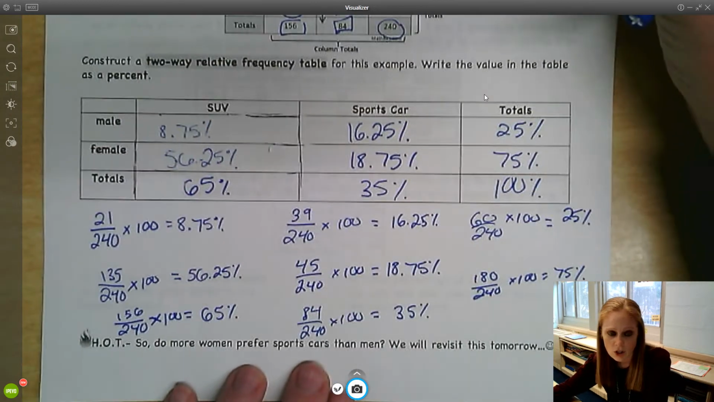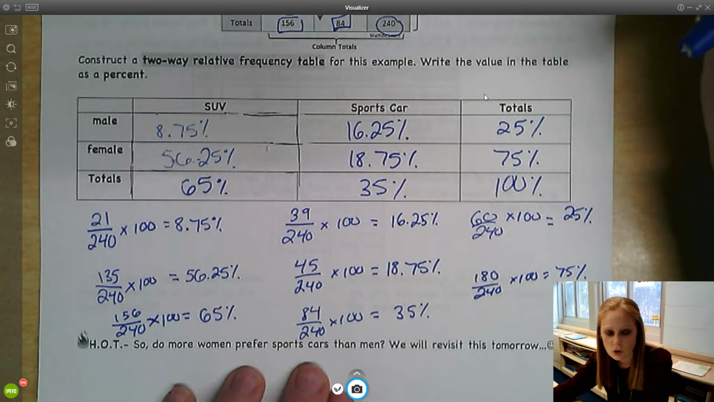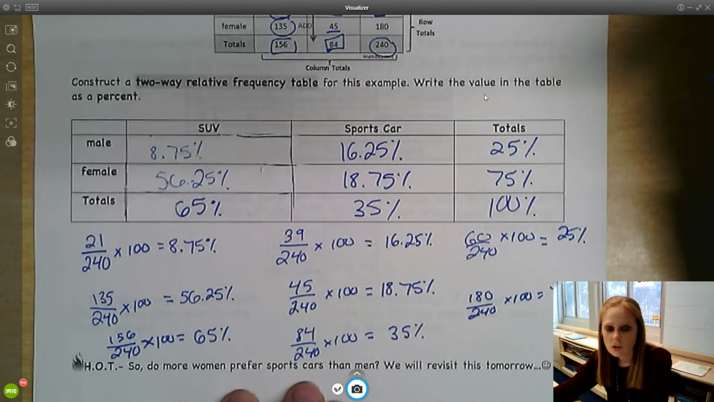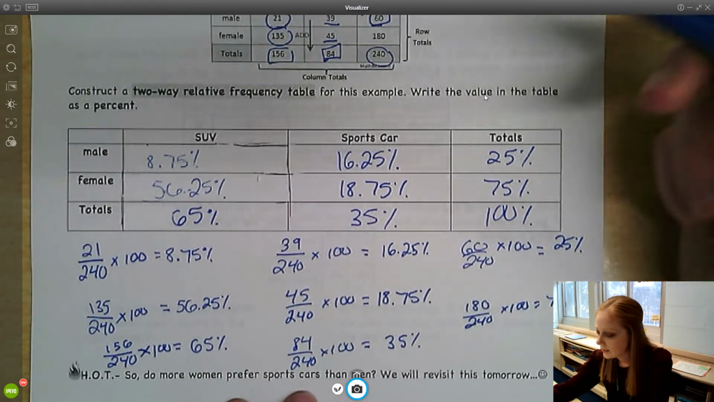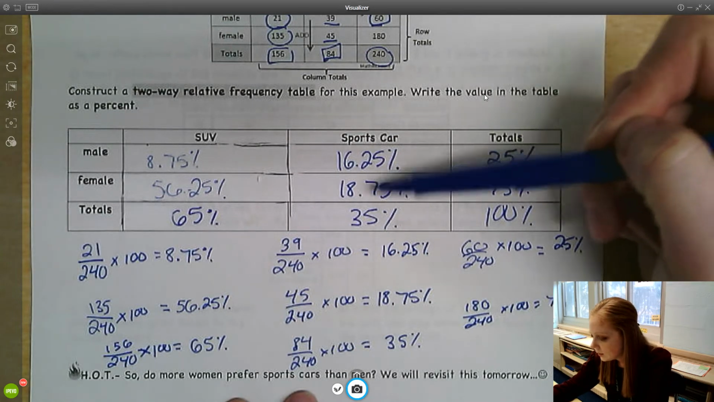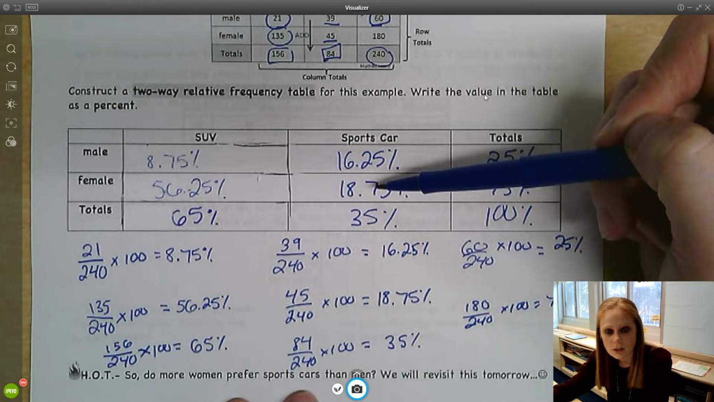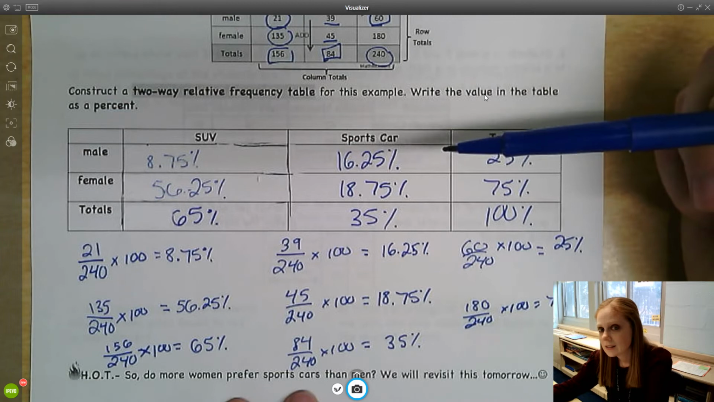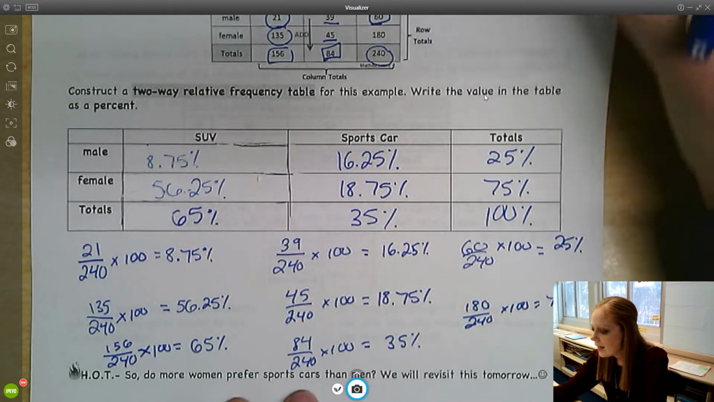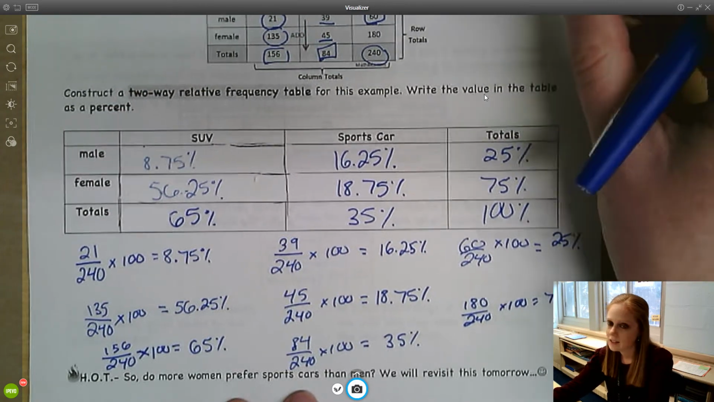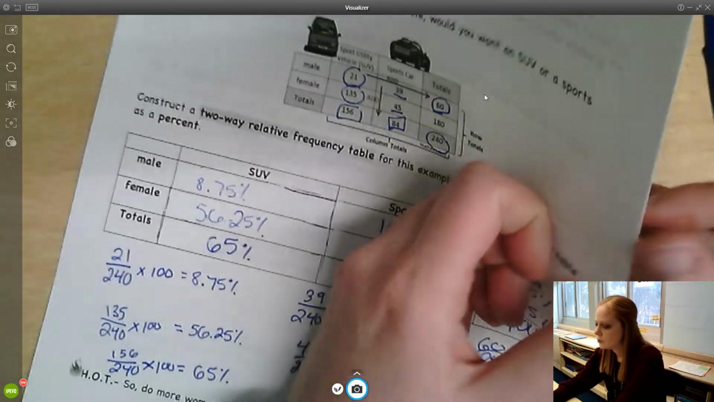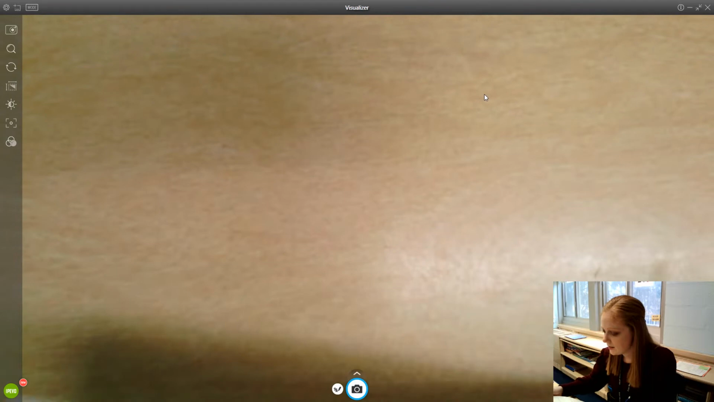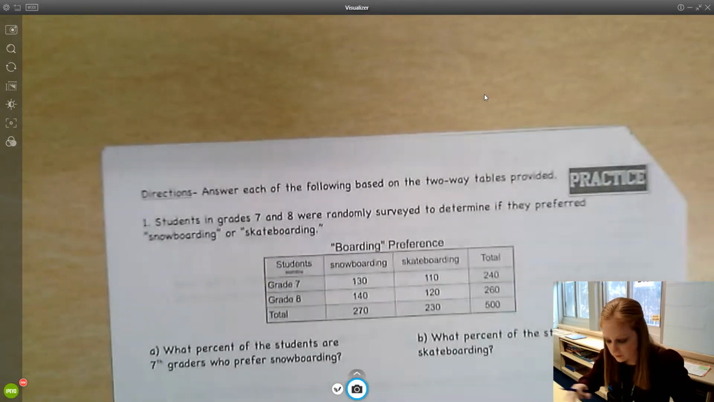Okay, our hot question is: are you thinking more women prefer sports cars than men? So this is where it gets a little interesting, because if you're looking at the percents for sports cars, it looks like female has a higher percentage. But you'll see in the next lesson that we do on Monday that this data is a little bit misinterpreted. So you have to look at it a different way on Monday to see the real answer.